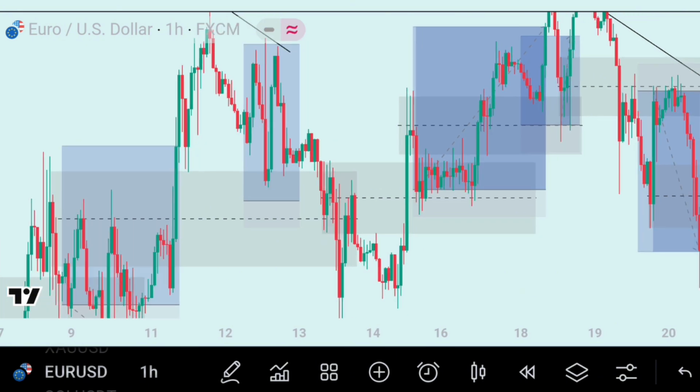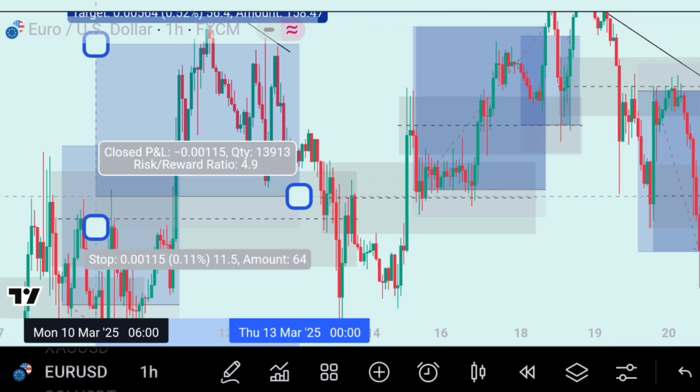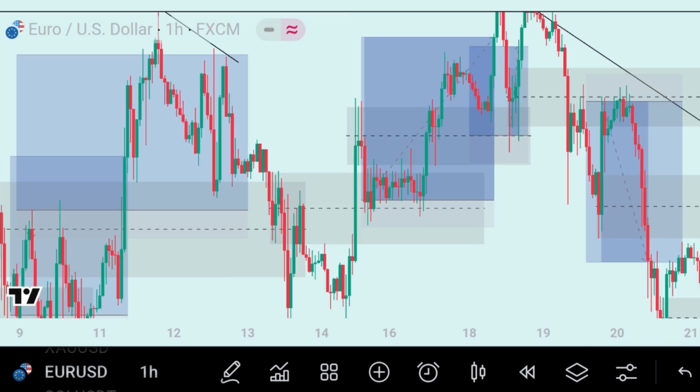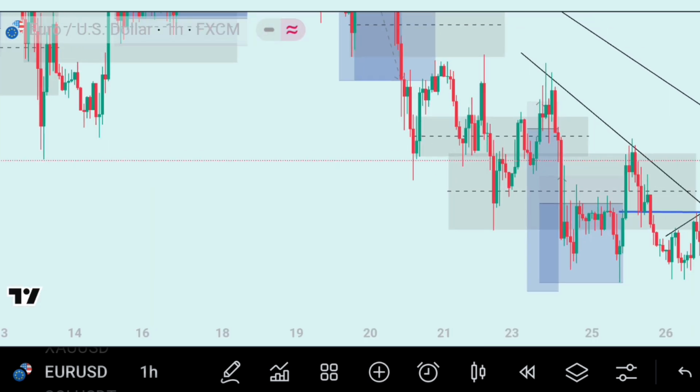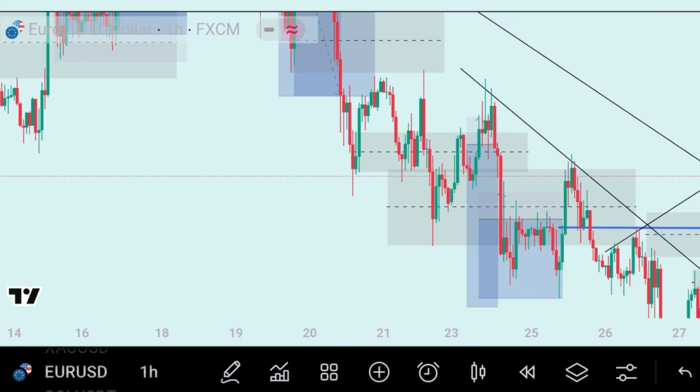So yeah, we didn't miss this move. We got in on this move and we hit 6RR here. Here, let me see this aspect. Did we get this move? Yes, we hit this RR here. So just like that, you can analyze the market, understand what it holds for you, and you're good to go.